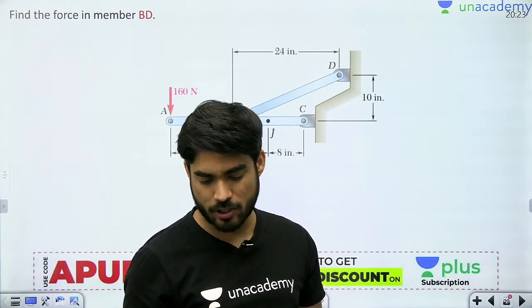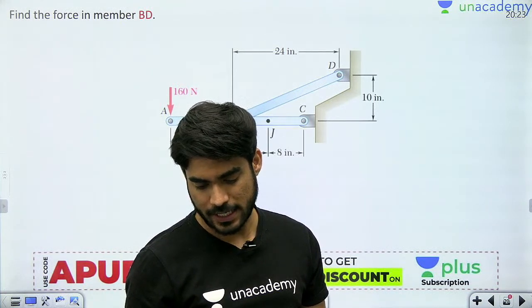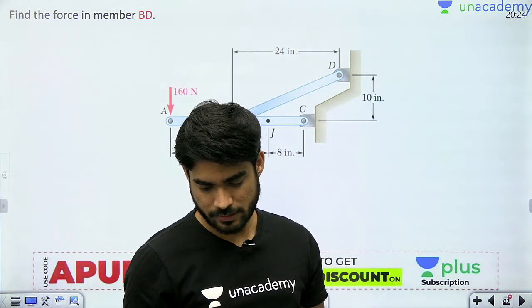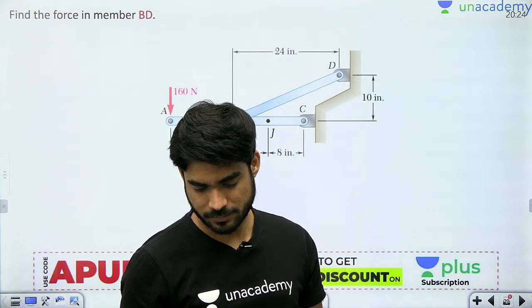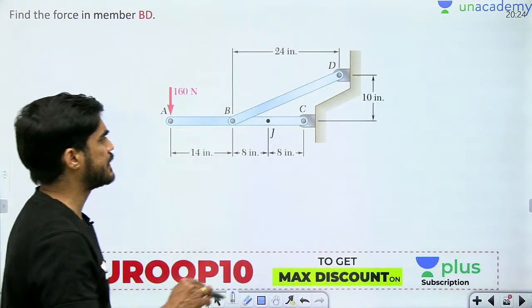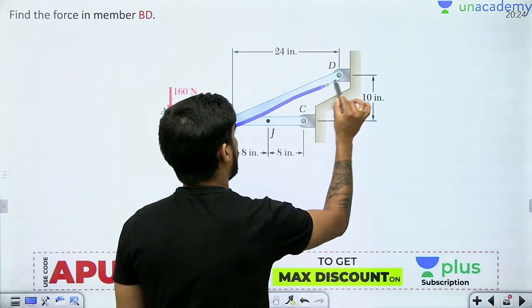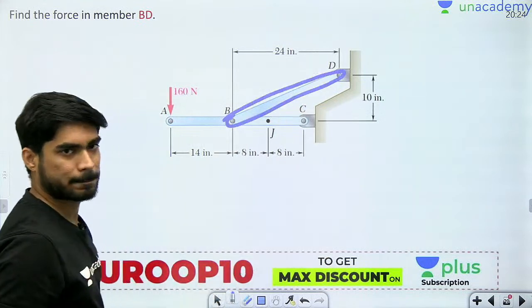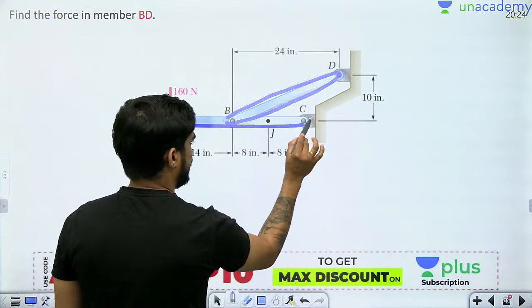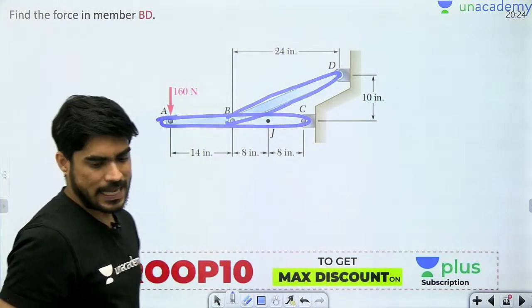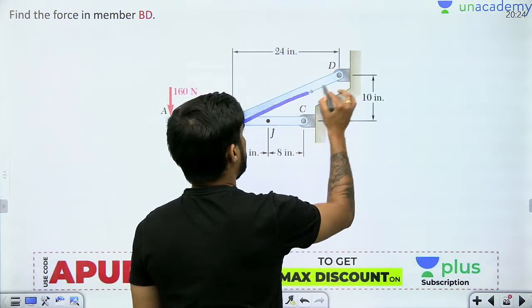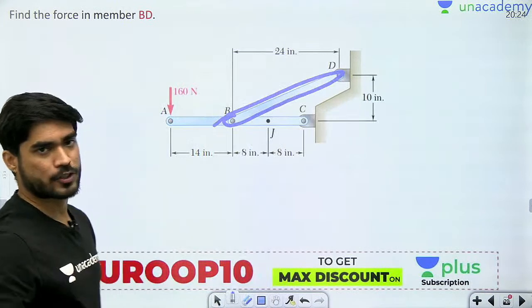Very good Nitish, very good Gaurav. Anyone? Very good Naga. Very good Hemant. Okay, understand, in this case BD is going to be a 2 force member. It will not be a multi force member, it will be a 2 force member. ABC will be a multi force member. Now I will tell you why BD is a 2 force member, not a multi force member.